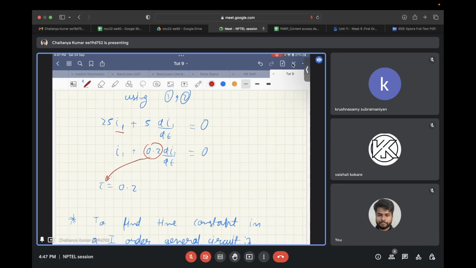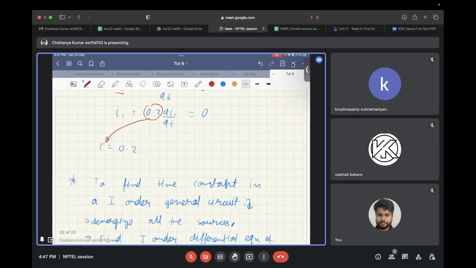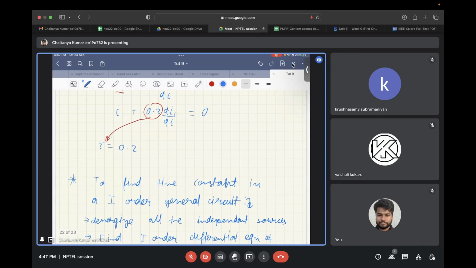Now, in a general first order circuit, what procedure do you need to follow to find the value of the time constant? It goes as follows. First of all, de-energize all the independent sources. Again, keep in mind that you cannot de-energize the dependent current or voltage sources.